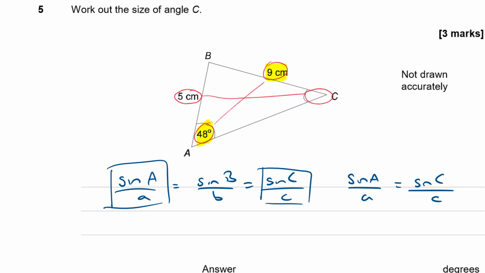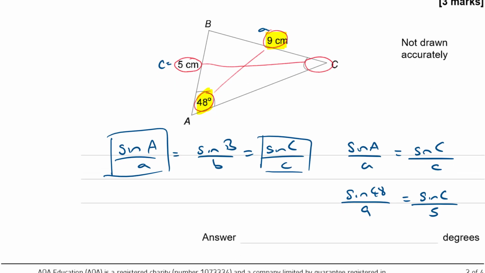Okay, so let's just sub all the bits in that we know. So sine A, the sine of 48, so sine 48 over A, that side there, it's 9. Sine C is what we're trying to find, and we're going to be dividing it by side C, which is this one here, isn't it? The one opposite angle C, which is 5. Okay, so I've got sine 48 over 9 is equal to sine C over 5.